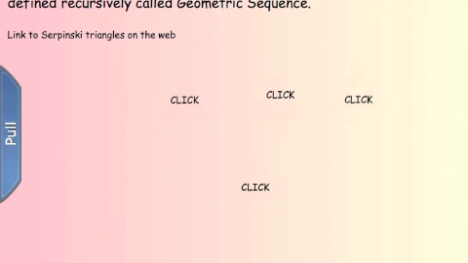Now, another sequence that we need to know is what we call a geometric sequence. All right, and there's a link to the Sierpinski triangle on the web. Now, I'm not going to click on that right now, but if you go to Google and type in Sierpinski triangle, you will know exactly what I'm talking about.